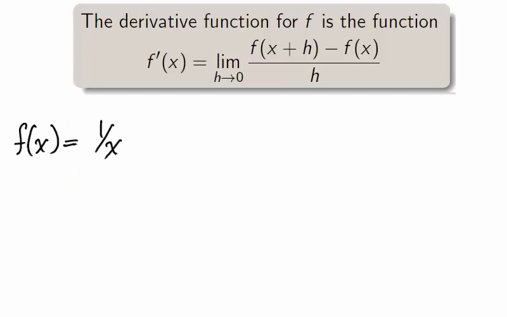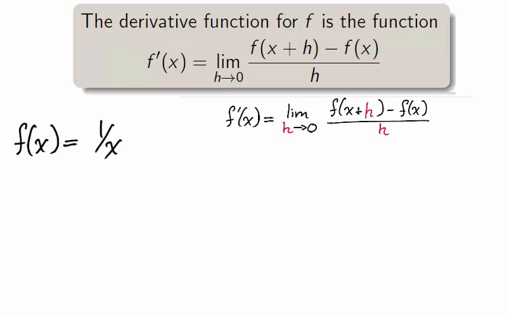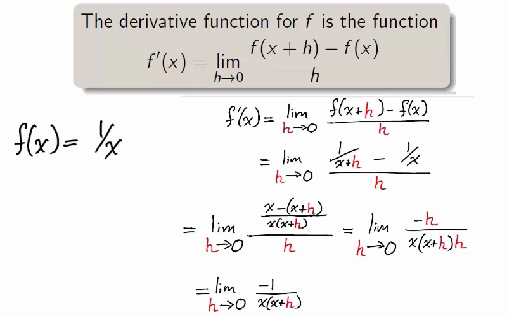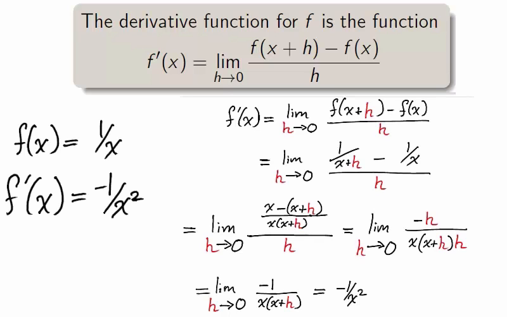For example, take the inverse function f of x equals 1 over x. We can calculate the derivative f prime of x by taking the limit as h approaches 0 of the function's difference quotient. Rewrite the numerator as a single fraction and simplify the expression. We then calculate the derivative function f prime as -1 over x squared. The domain of f prime, the derivative function, is all real numbers except for 0.